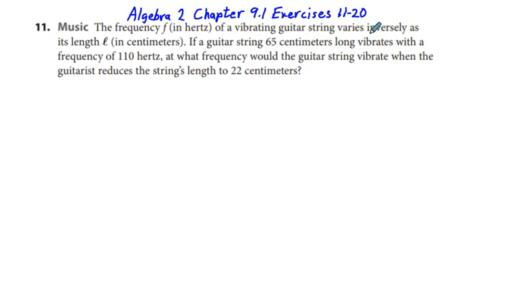So we're told that these two variables vary inversely. So the frequency f varies inversely with the length. And there's going to be here on the right side, the numerator, a constant of variation. I'll just write constant of variation.